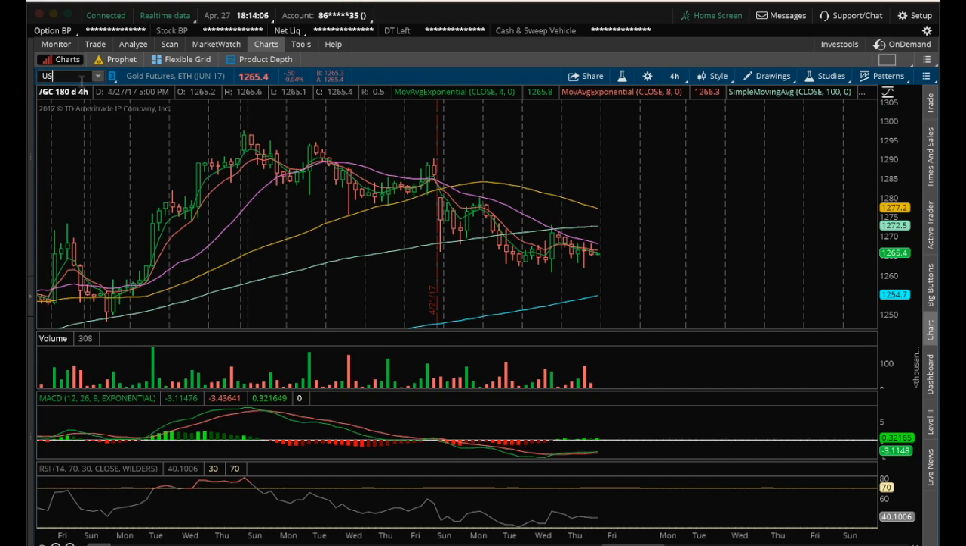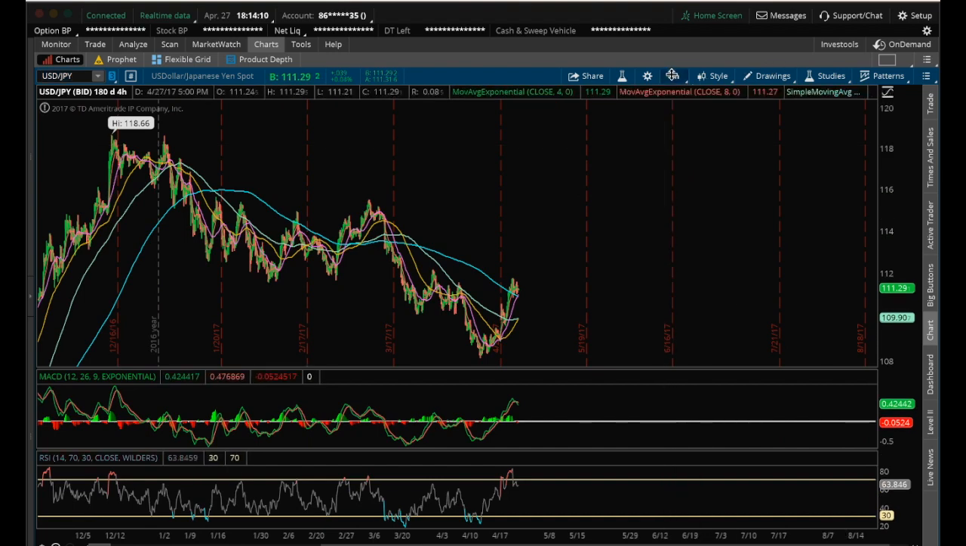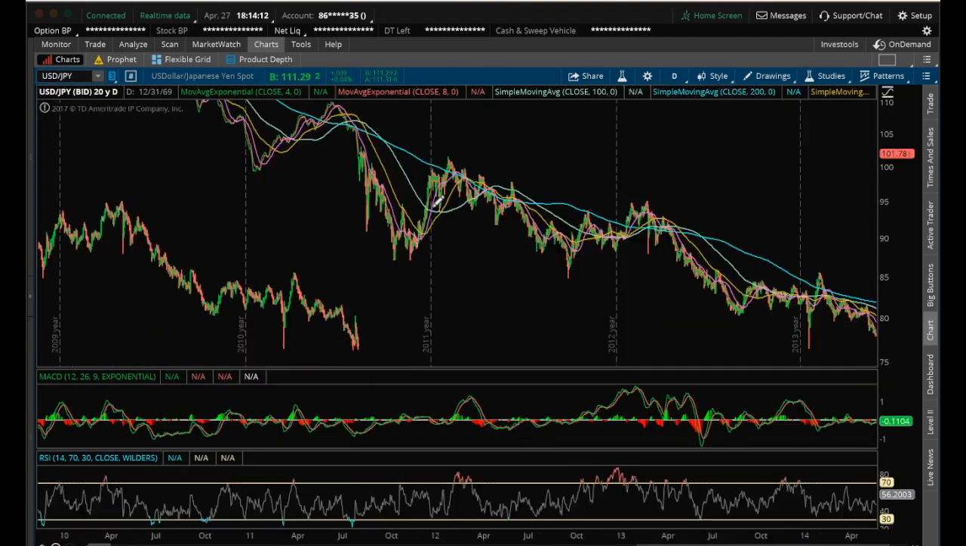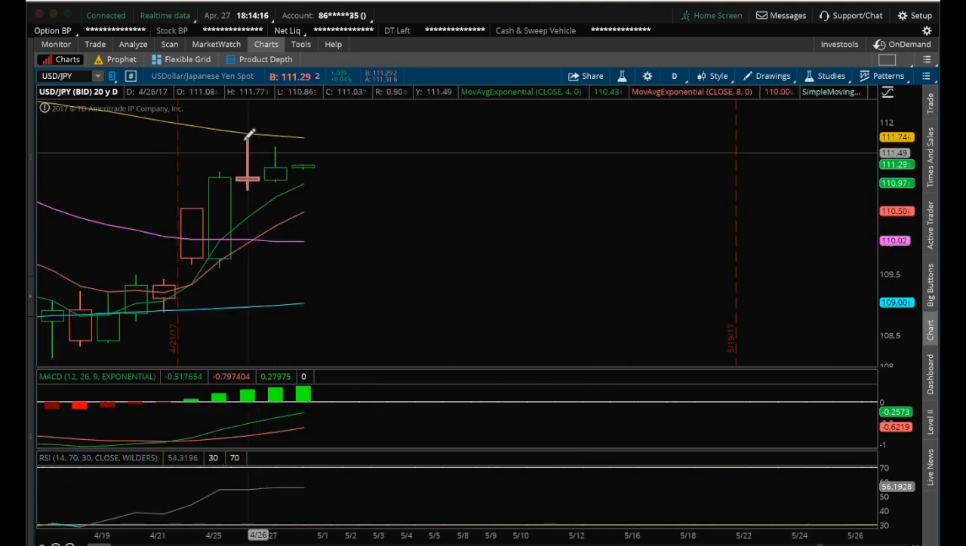As far as the US dollar Japanese yen goes, the daily chart, same thing. Daily chart, we have an inside candle here, high and low within the previous candle's high and low. Bull break if we close above the high of 111.59. Bear break if we close below the low of 111.01.